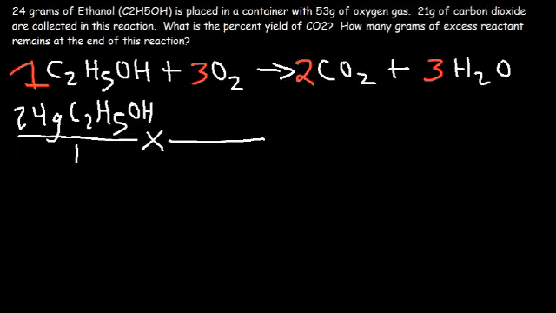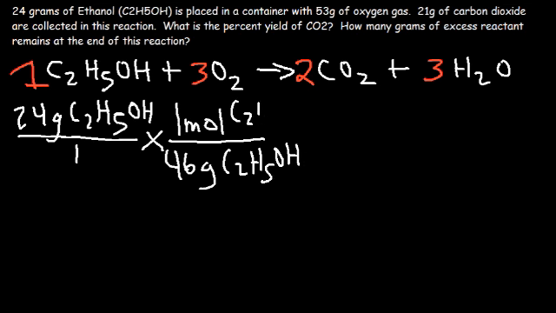So we need to use the molar mass. So the molar mass of C2H5OH, we know carbon is 12, there's 2 of them, so that's 24. There's 6 hydrogens, so that's plus 6, that's 30. And oxygen is 16, 30 plus 16 is 46, so the molar mass is 46. So there's 46 grams of C2H5OH per 1 mole of C2H5OH. So these units cancel.